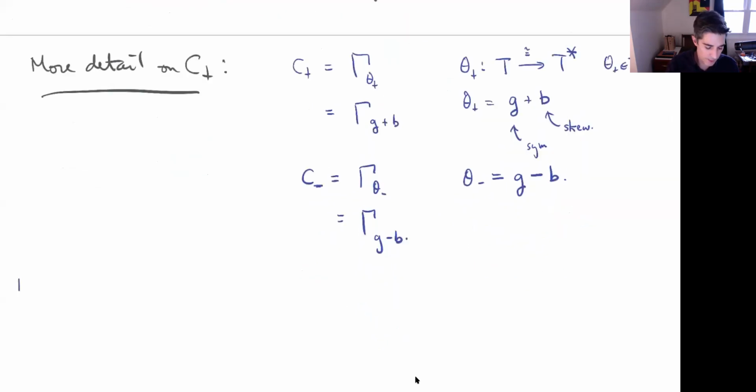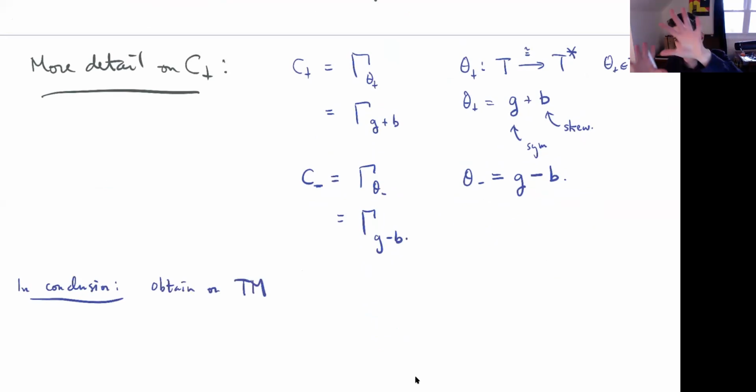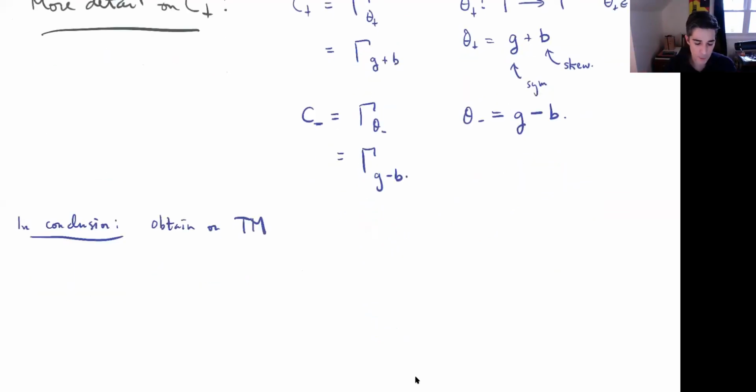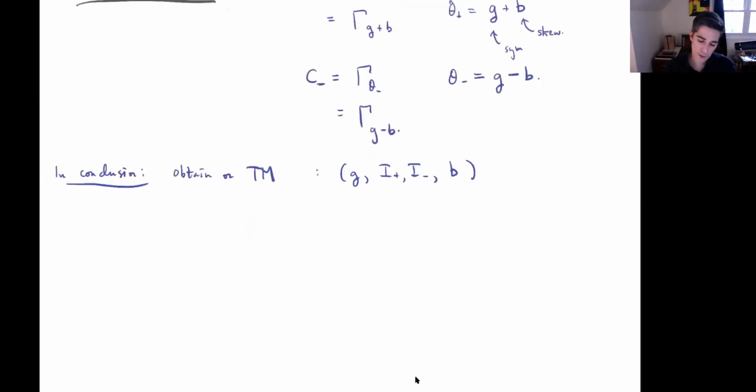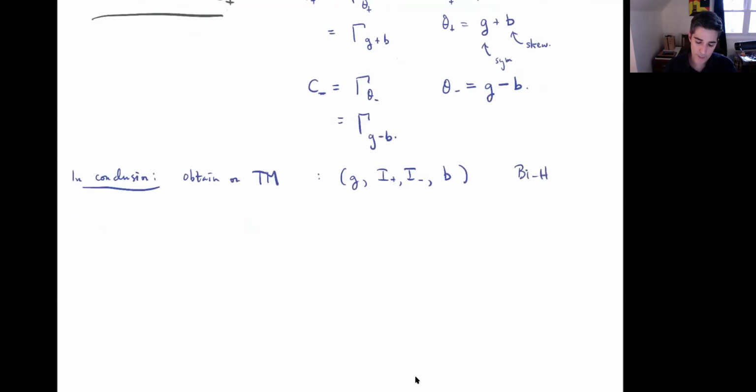So in the end, we obtain on the usual tangent bundle of M, now that we crowd everything, we take everything that's nicely distributed on this T plus T star, we smash it down into T where there's no room, and we obtain a whole bunch of structure on TM. We get a Riemannian metric, 2 complex structures, and a 2-form. So we get a bi-Hermitian structure.